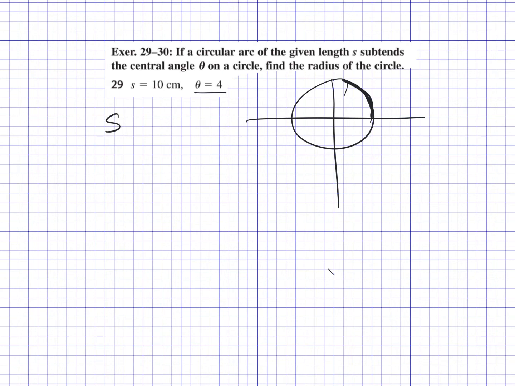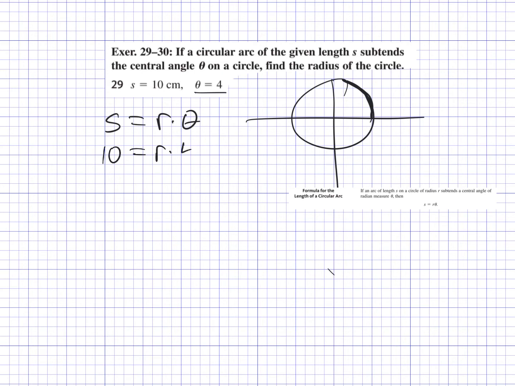So the subtending arc is equal to the radius times theta. We just fill in everything that we have. So that's going to be 10 equals, I don't know the radius, times 4. This is an easy one. 10 divided by 4 is equal to the radius. All right, so the radius is equal to 2.5 centimeters. Okay, so let's go on.